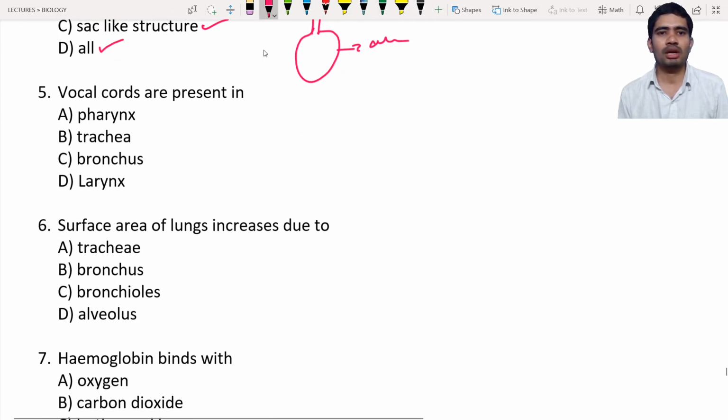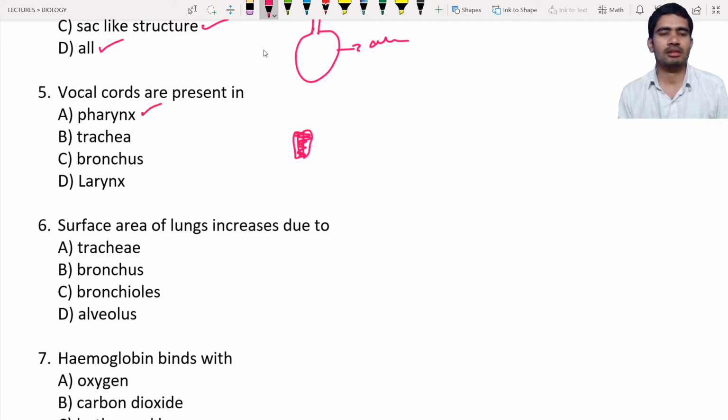Next is: the vocal cords are present in. So where are the vocal cords present? First of all, we have to understand what is meant by vocal cords. Vocal cords are nothing but small structures that you can see in the larynx. These vibrate, and when they vibrate, there is production of sound. Then where are they present?